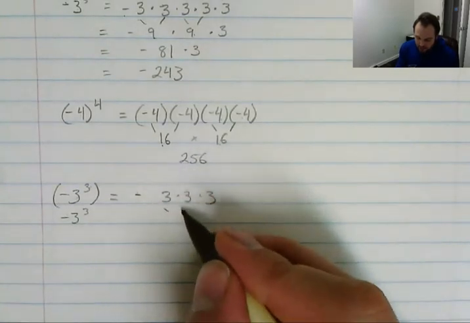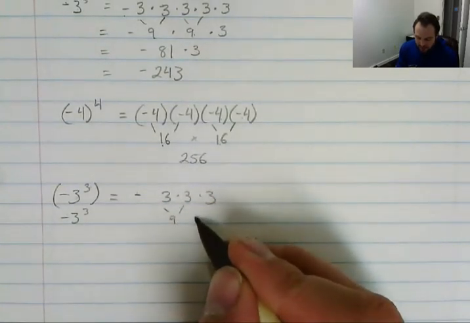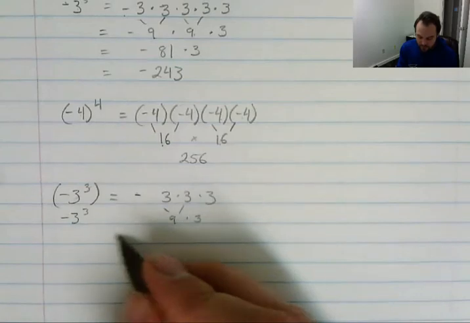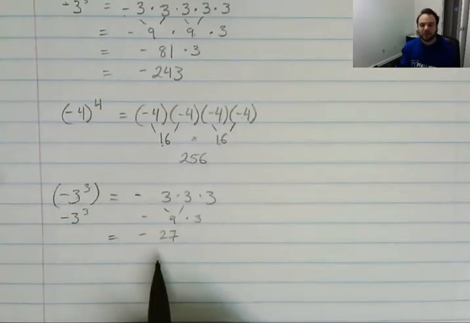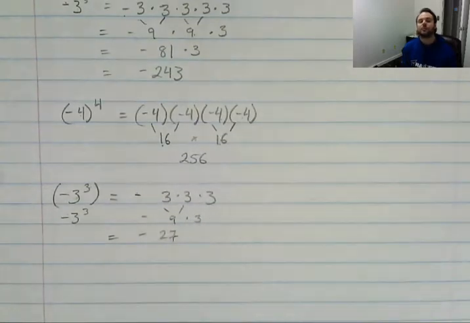Now, we look at this here. This gives me 9, and this is going to give me times 3, which is going to give me a total of negative 27, because everything must be negative, because only the 3's are being multiplied together.